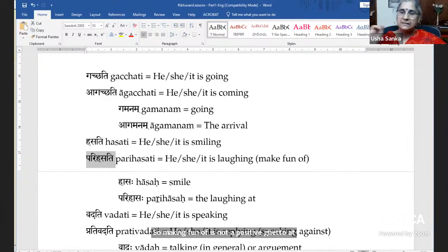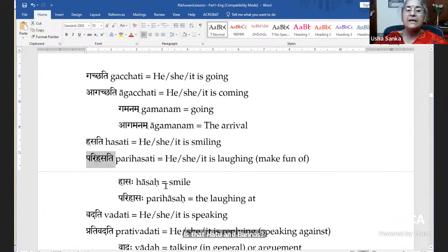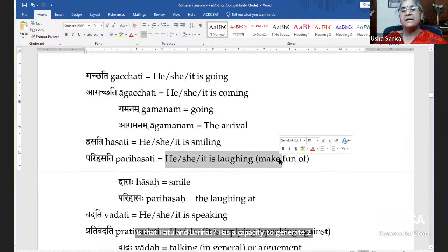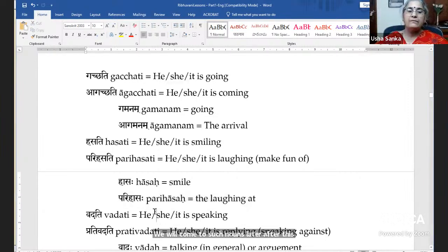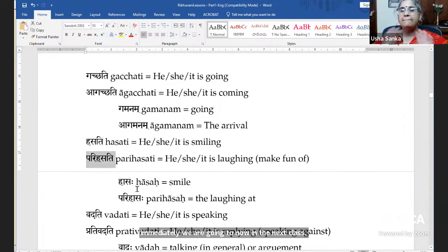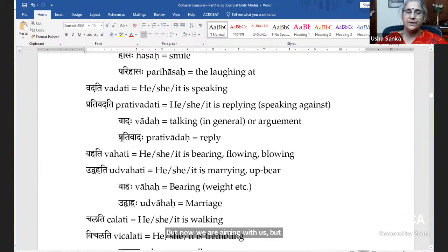So it is parihasati. Parihas is the dhatu, and it has the capacity to generate two things. One is parihasati, that he, she, it is making fun of, and parihasaha, the act of making fun of. I don't know what it is called in English; there are many words, let us not bother about it. So the noun form of it is parihasaha. We will come to such nouns later. After this lesson, immediately we are going to nouns in the next class. For now we are dealing with the verbs. We will complete each and everything related to this by today.